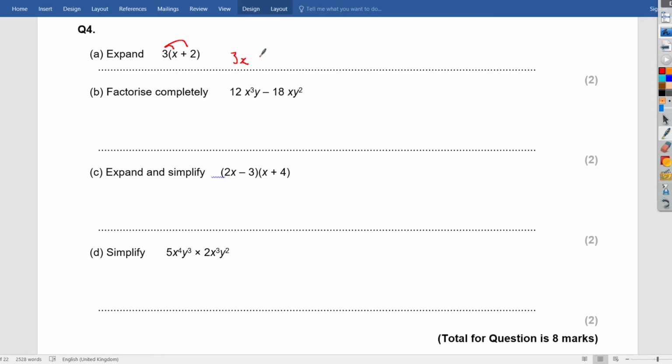And 3 times 2 is 6. So positive 6. It's a very straightforward grade 1, grade 2 style question, that.